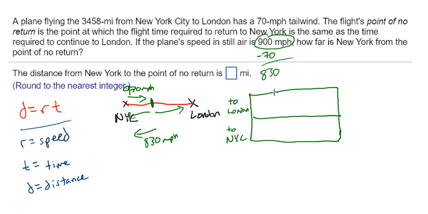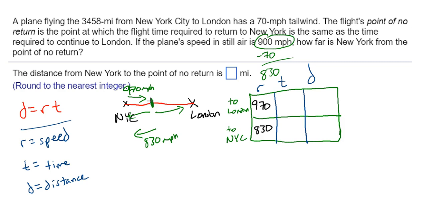So we're going to look for the things that are in the formula, which is R, T, and D. Right? And what we know is that if we're going toward London, the speed is 970 miles per hour. If we're heading back to New York, the speed is 830 miles per hour. I'm sorry, I don't know why I'm misspeaking so badly.